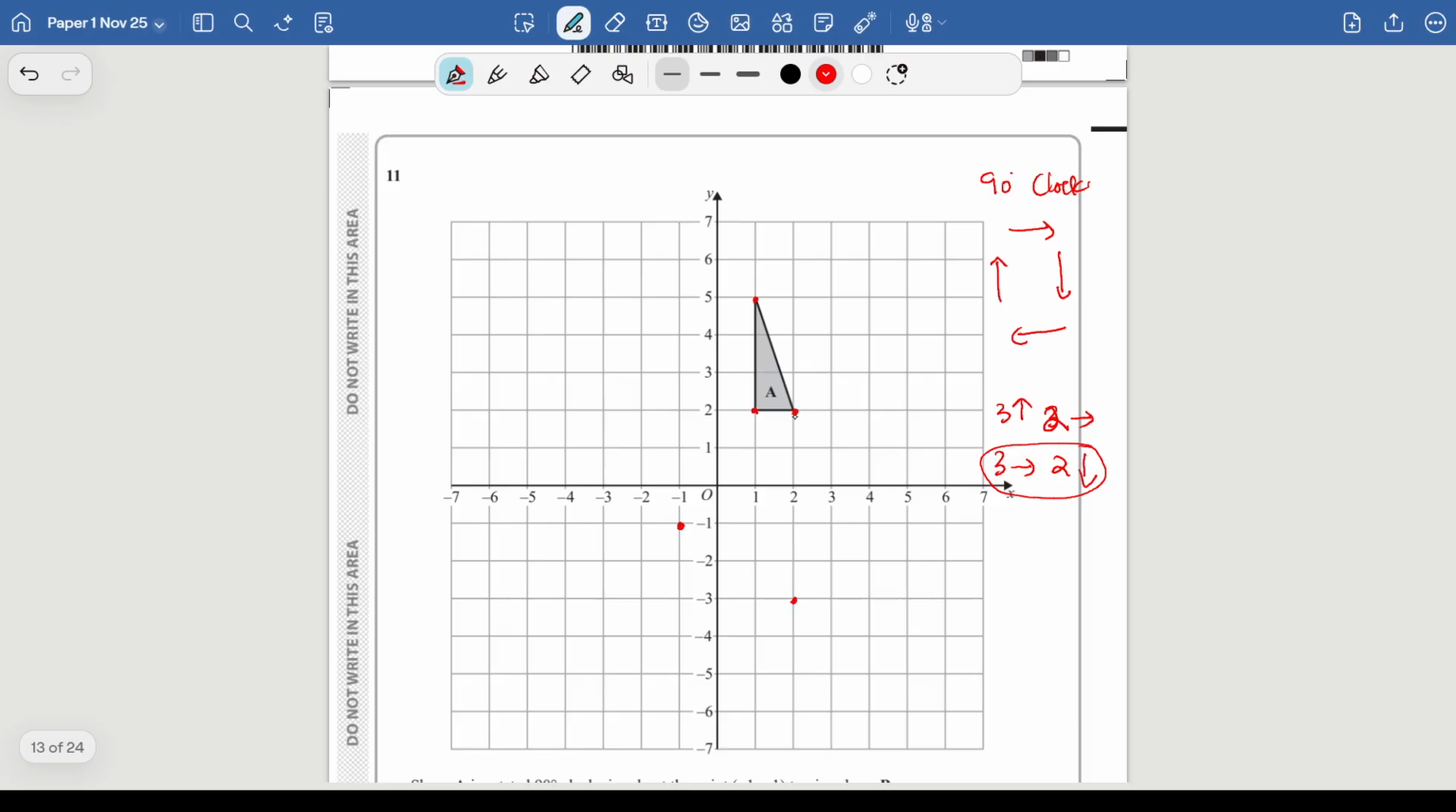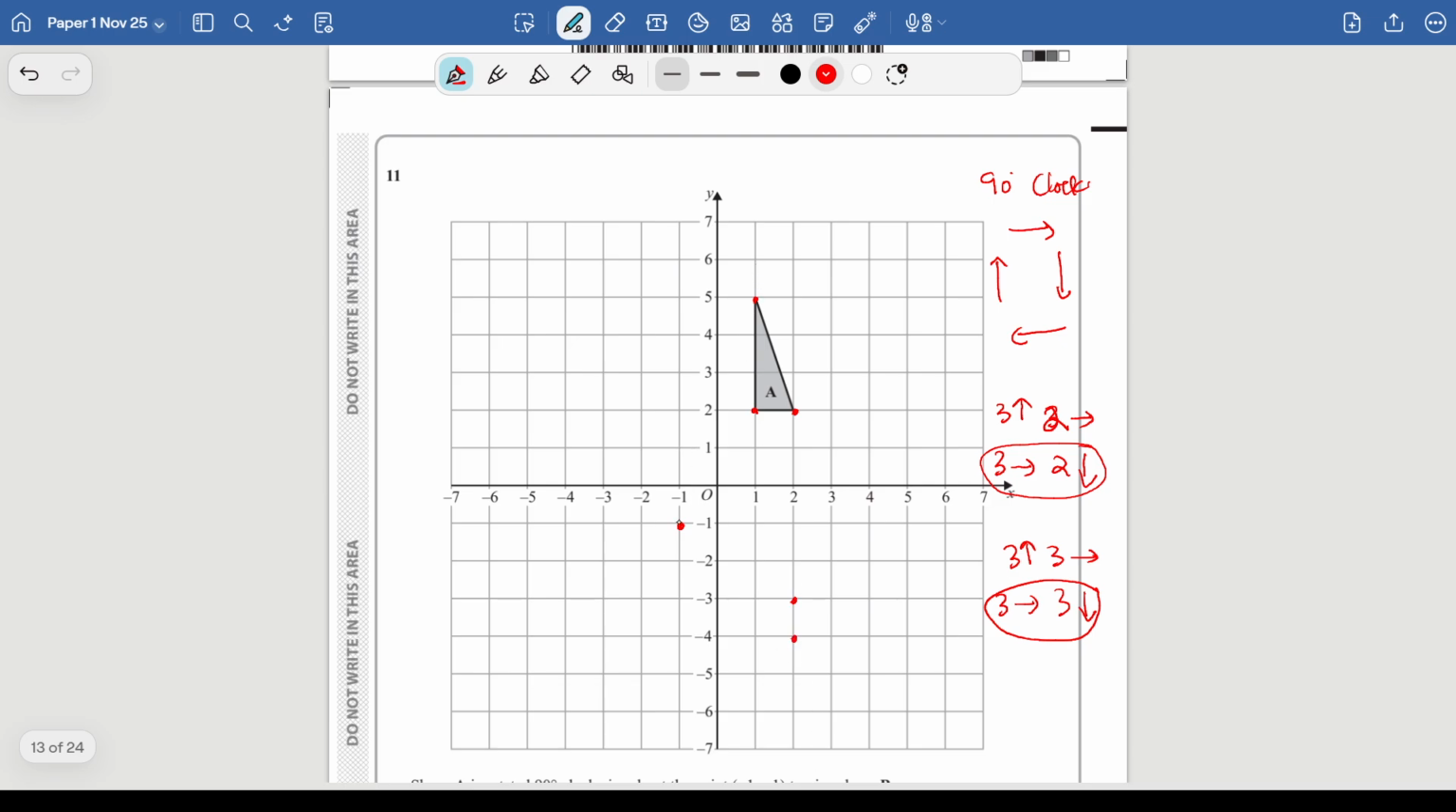We will do the same thing for the other points as well. Considering this point here, from the center it is 1, 2, 3 up, 1, 2, 3 right. So 3 up and 3 right will now be transformed: 3 up will be 3 right and 3 right will be 3 down. So from the center, 3 right and 1, 2, 3 down. It will be here.